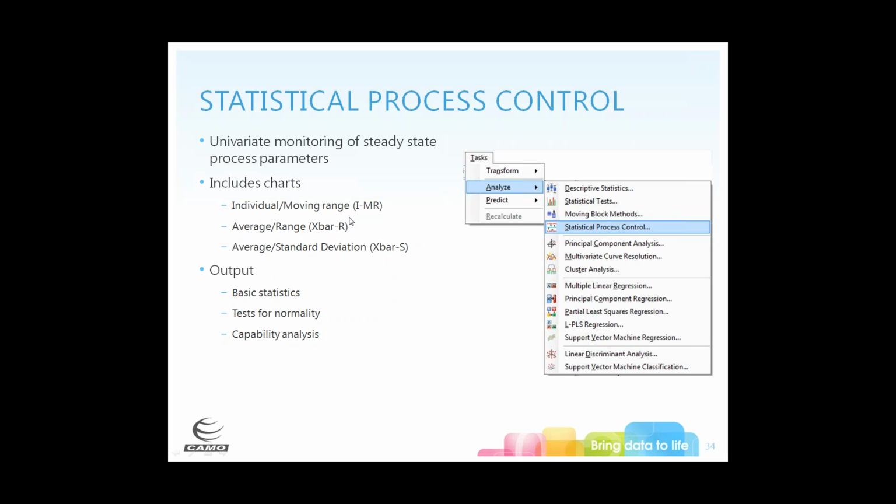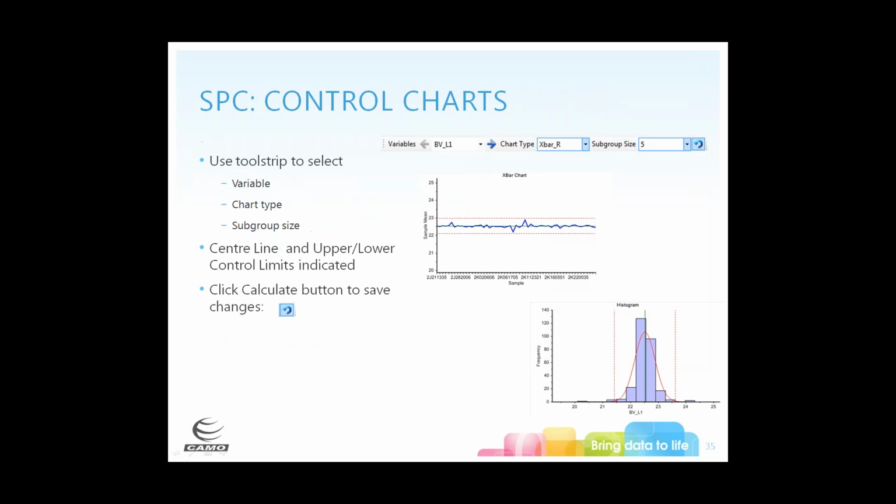The charts included are individual moving range, and average standard deviation. And then we get basic statistics, test for normality, and capability analysis as output. These methods are found under the Tasks Analyze menu. And SPC is a univariate method.